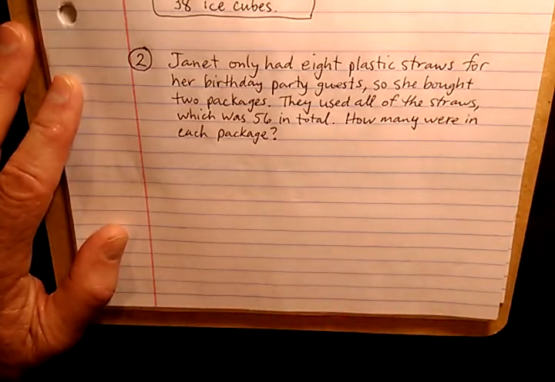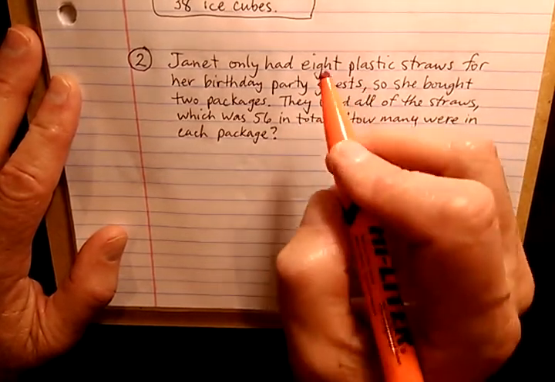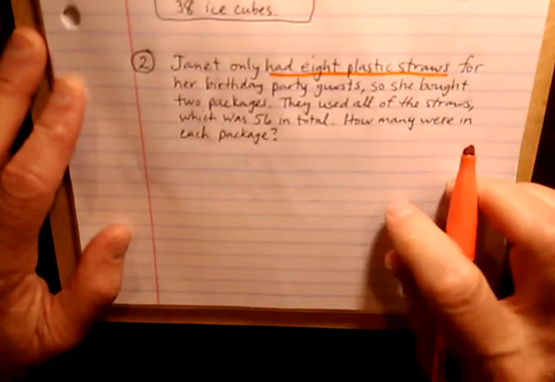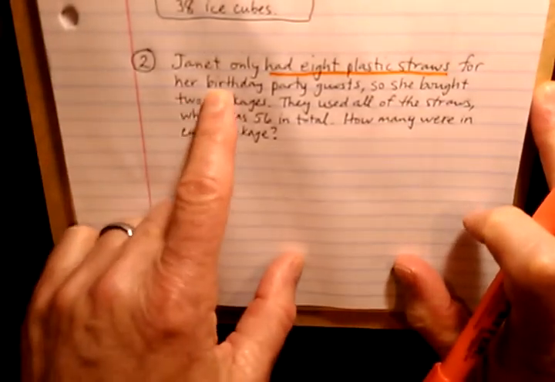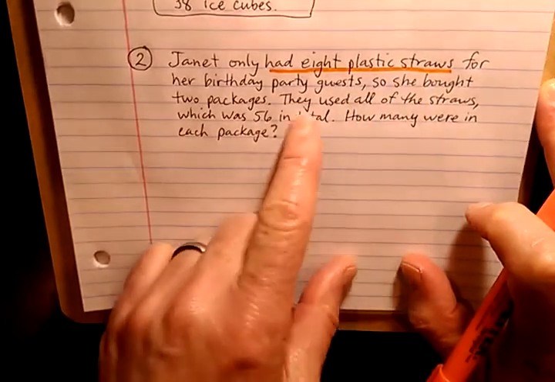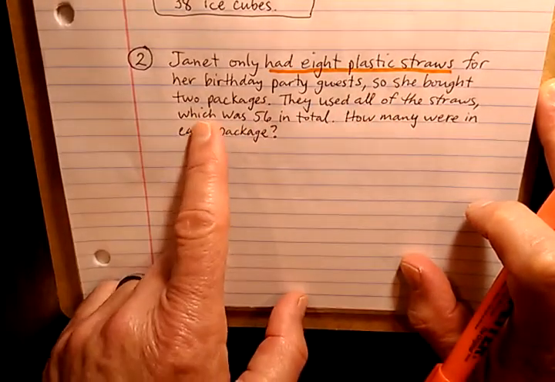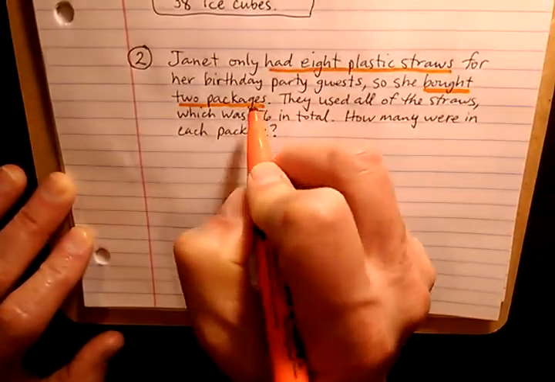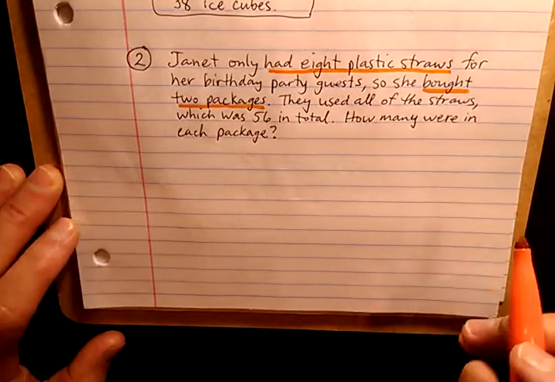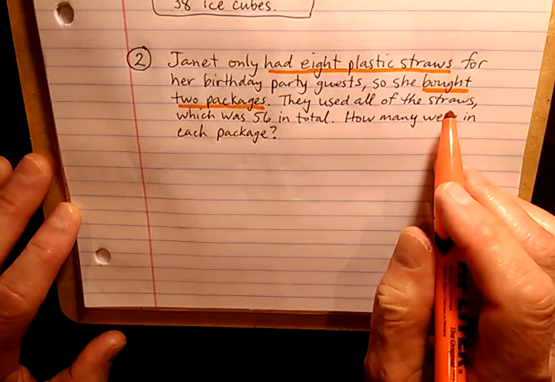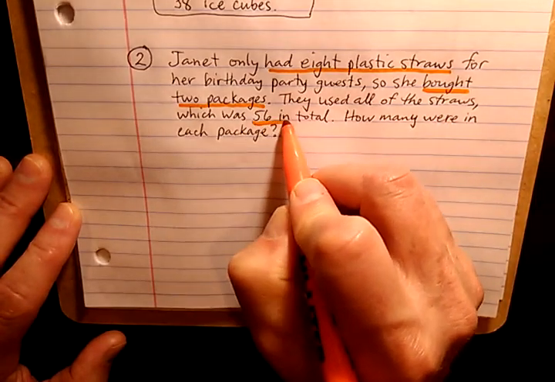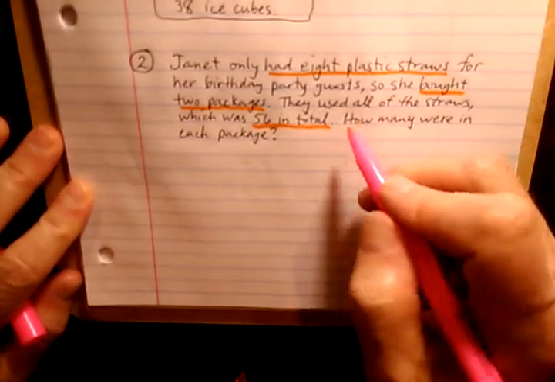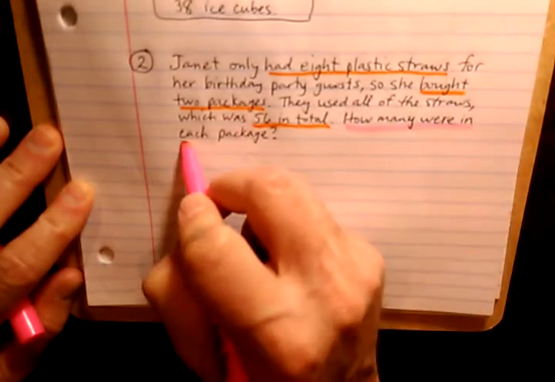Let's mark the things that are really important here that we need to consider. She had 8 straws to begin with. So it sounds like Janet's getting ready for her birthday party. She realizes she only has 8 straws, and so she bought 2 packages. So that's important, that she bought 2 more packages of straws. She had 8, bought 2 packages. It says they used all of the straws, which was 56 in total. So 56 total straws altogether. And here's the question that we need to figure out: how many were in each package?